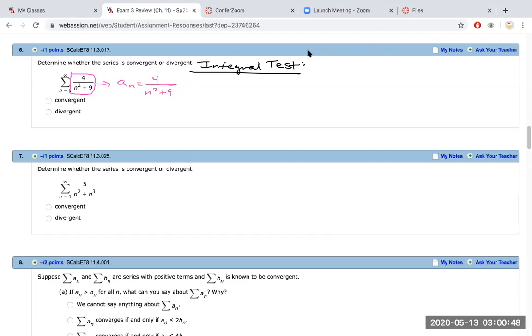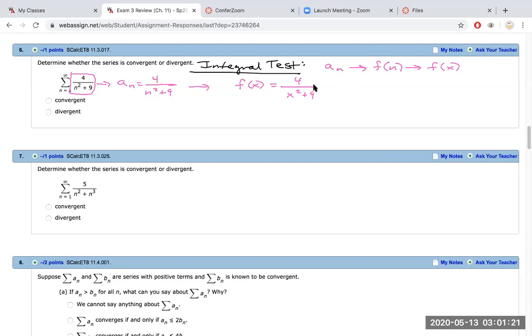And then what you're going to want to do is make a sub n, which is a function of n, into a function of x. Okay, so x is a real valued variable, n is just whole numbers, 1 and greater. So for this particular problem, f of x would be equal to 4 over x squared plus 9.